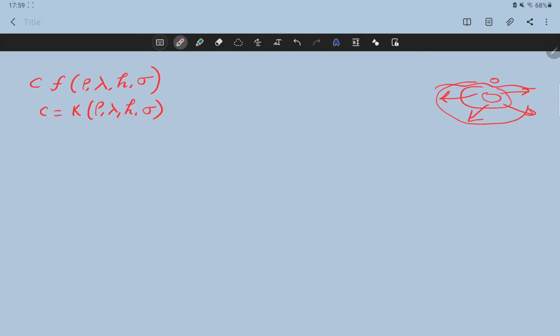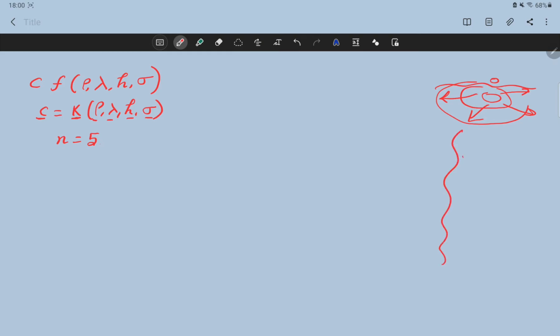So how many variables are there totally? So the number of variables n equals 1, 2, 3, 4, 5. K is just a constant, so the number of variables is 5. So let us write the dimensions for these variables, shall we?